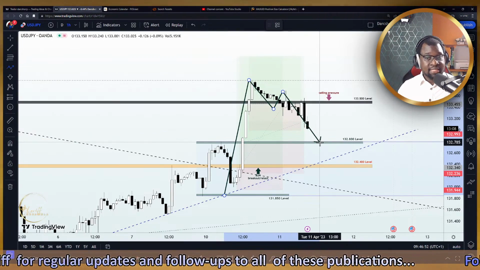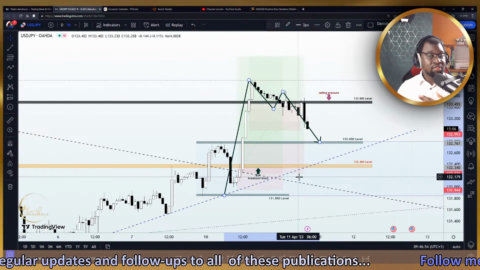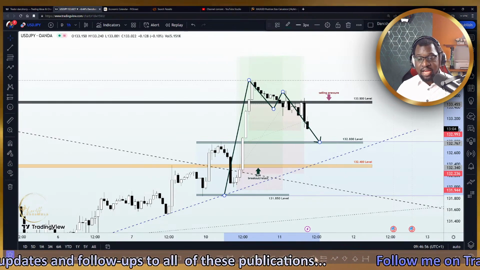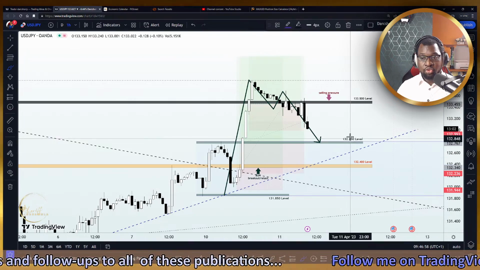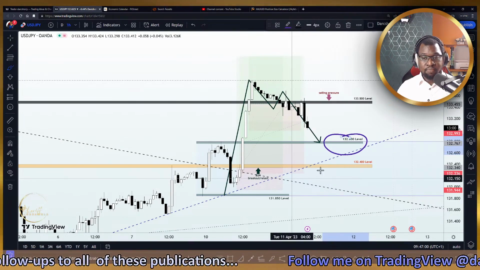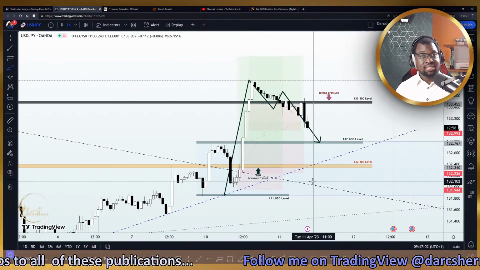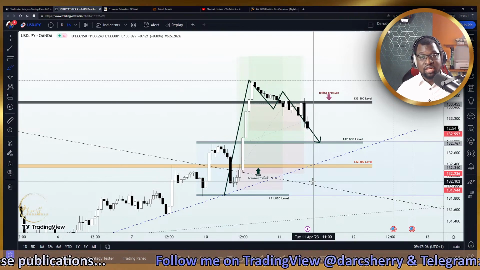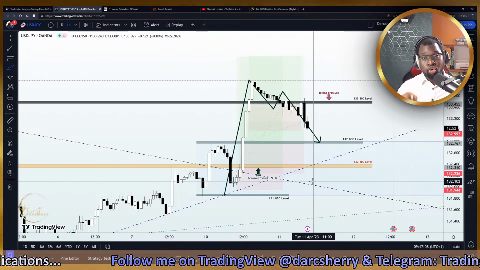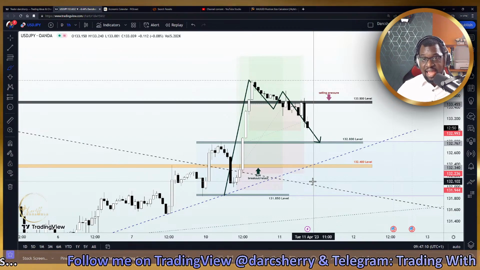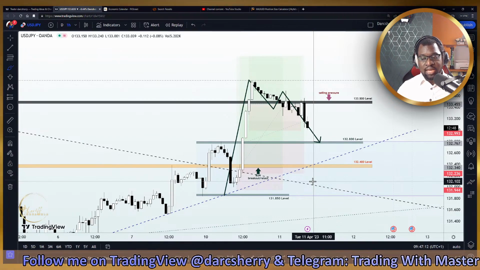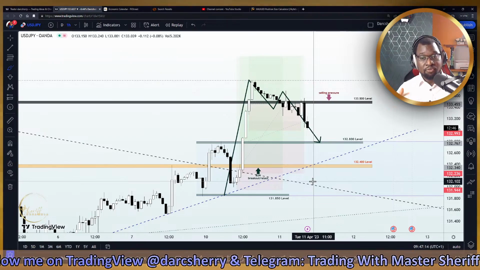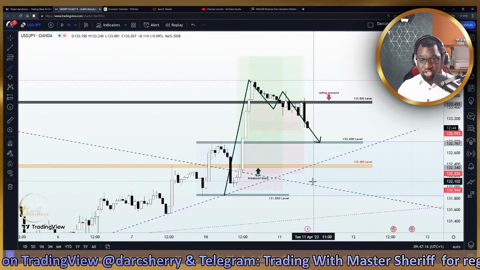We are not sure yet if this is a retracement phase, but it now depends on how price action reacts to the 132.800 and the bullish trend line here that will determine if it's truly a retracement phase. And for us to know that this is a retracement phase, or know when the retracement phase has ended, what we want to be looking out for is to see how price action will be reacting to that structure.